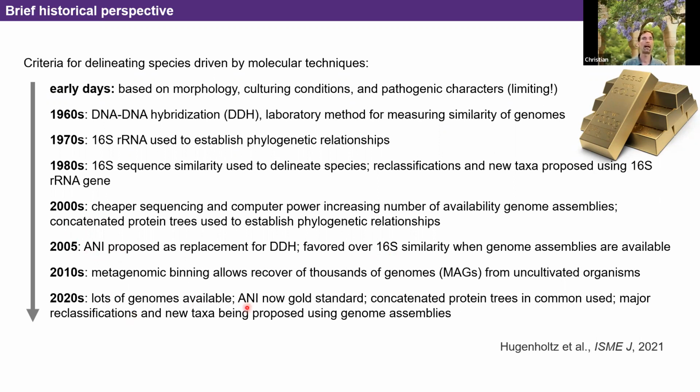Average nucleotide identity, ANI, has become de facto the gold standard, I would say. And in addition, we use concatenated protein trees, right? That has also ended up in major reclassifications, and also many new taxa have been proposed. Okay, well, let's have a closer look at this ANI. I think many of you have probably used it already.